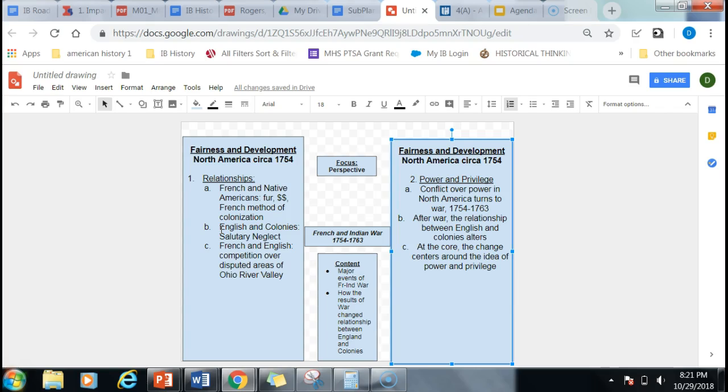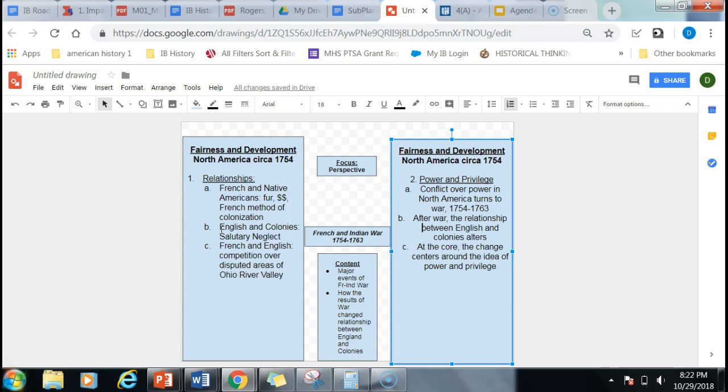And then the third relationship would be that between the French and the English. And that one can be summed up through competition. The French and the English are rivals. They're rivals in Europe, and they're also rivals in North America. And there's a large amount of competition over the disputed areas in North America of the Ohio River Valley.